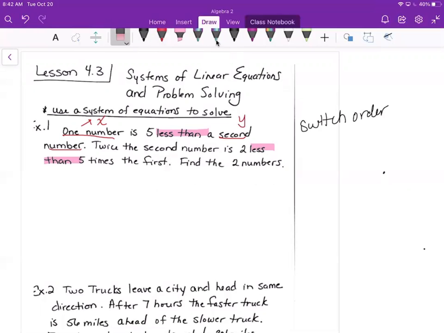All right, now let's go ahead and write our equations. For the first equation, it says one number. We just said let that one number be x. Then it says "is," and we know "is" in math is an equal sign. 5 less than. Less than is a subtraction, but you have to switch the order. Whatever's written first, which in this case is a 5, is going to come behind the minus sign. And whatever comes after the less than is going to be written first. What's behind the less than is our second number, which we're calling y. That is equation 1.